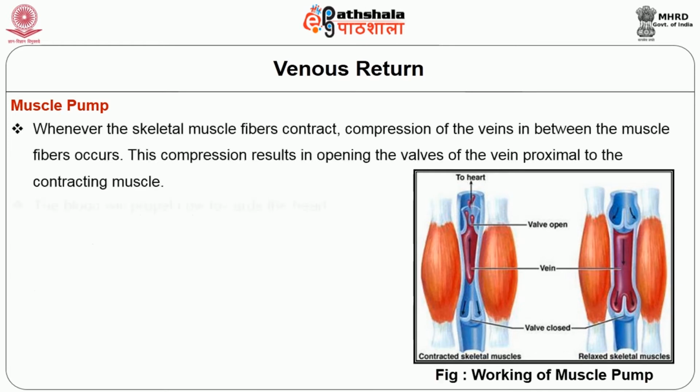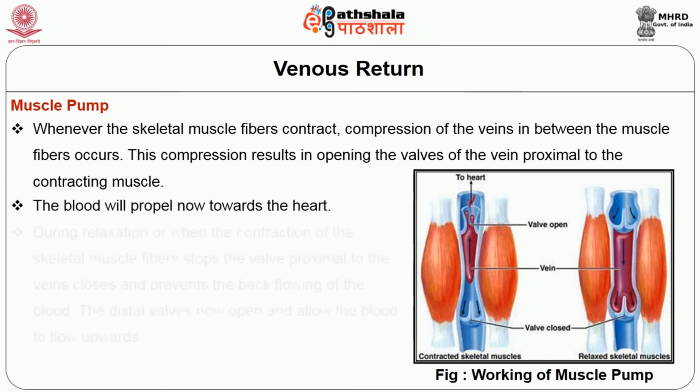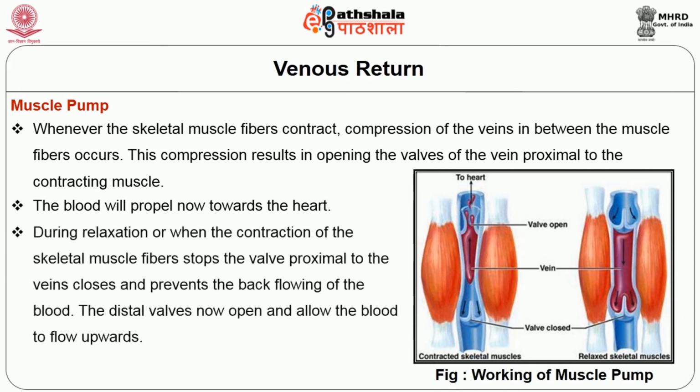Whenever the skeletal muscle fibers contract, compression of the veins in between the muscle fibers occurs. This compression results in opening of the valves of the vein proximal to the contracting muscle. The blood will propel now towards the heart. During relaxation, or when the contraction of the skeletal muscle fiber stops, the valve proximal to the veins closes and prevents the backflow of the blood. The distal valves now open and allow the blood to flow upwards.